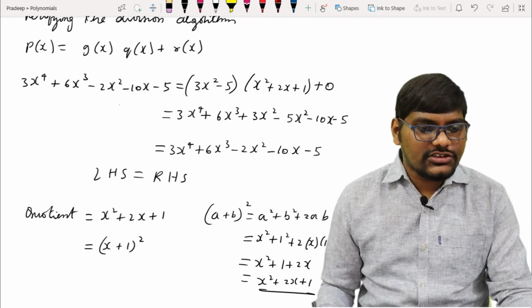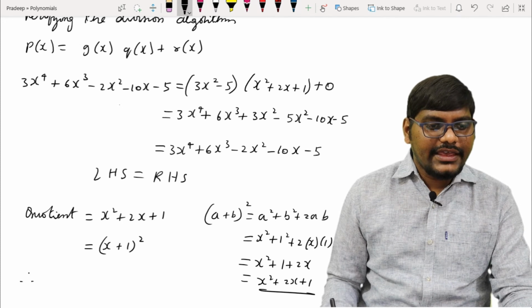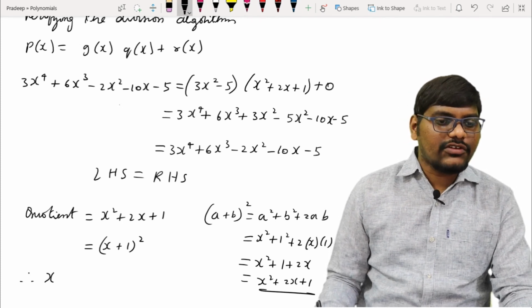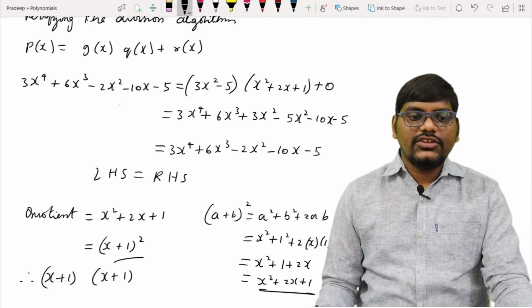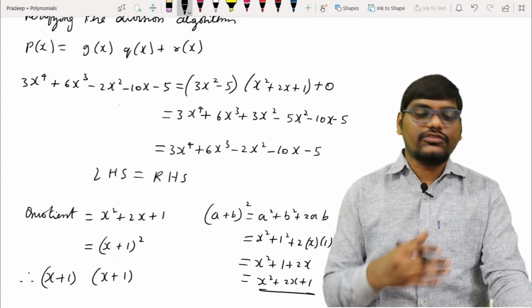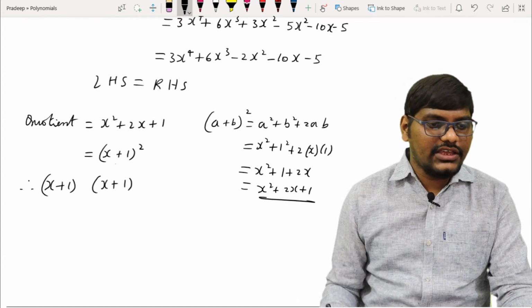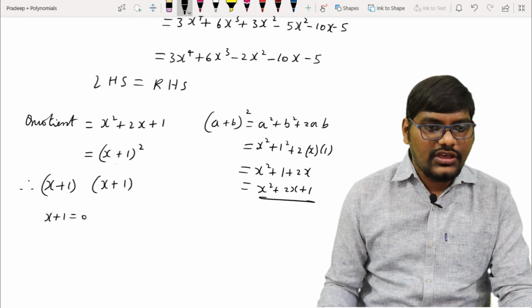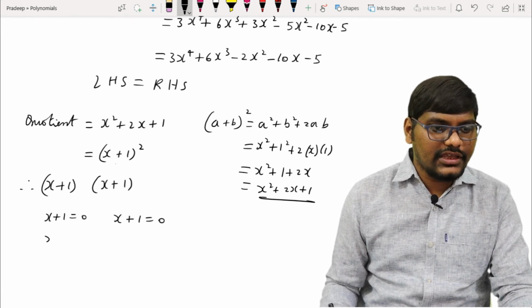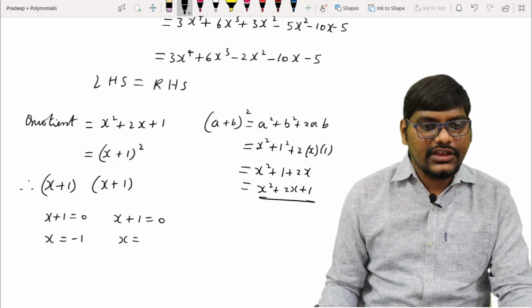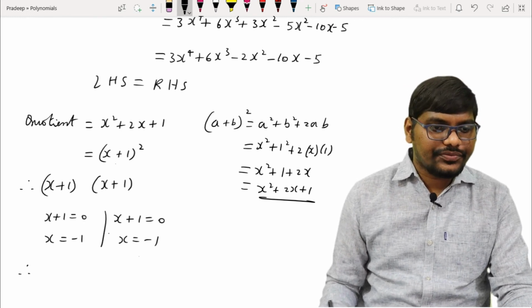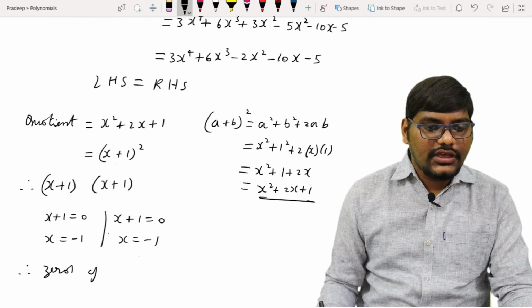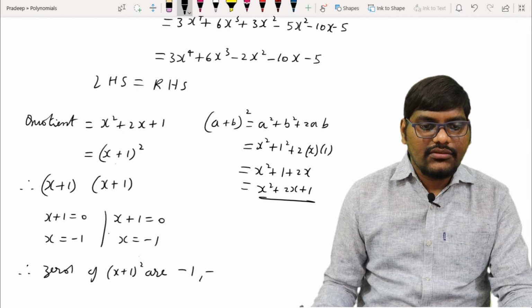So as we got x plus 1 whole square, we can write this as, therefore x equal to, this is x plus 1 whole square, which is x plus 1 into x plus 1, right? So then we can write this separately, each of them, x plus 1 equal to 0, this also x plus 1 equal to 0, so we will be getting x equal to minus 1, this also we are getting x equal to minus 1. So these are the two roots which we got. Therefore, zeros of x plus 1 whole square are minus 1, minus 1.